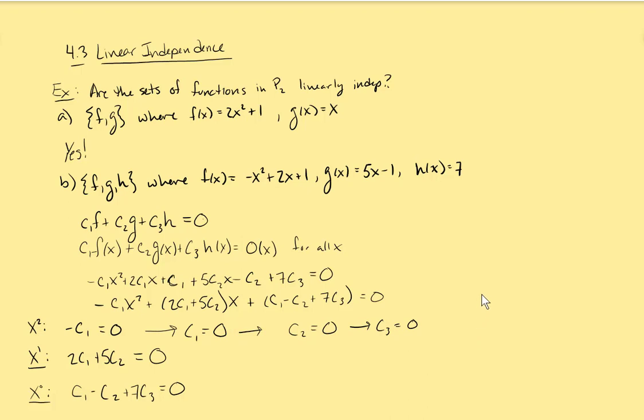So we can conclude, maybe take a second, see if you know the answer here. Is the set linearly independent? Yes. The set is linearly independent since C1f plus C2g plus C3h equals 0 only is satisfied by all three scalars equaling 0.